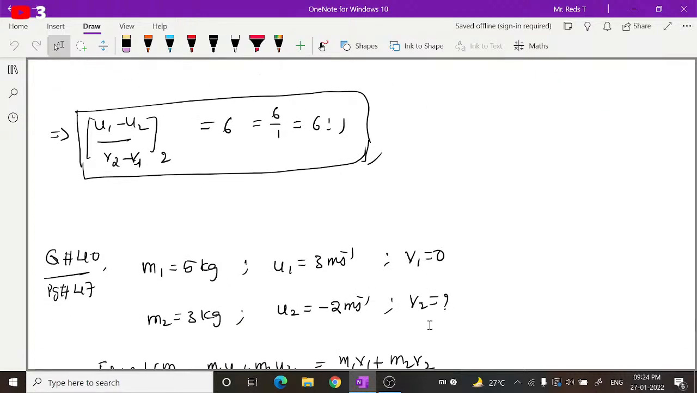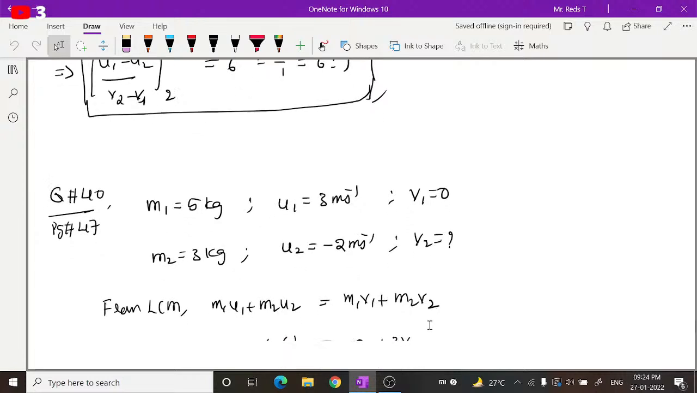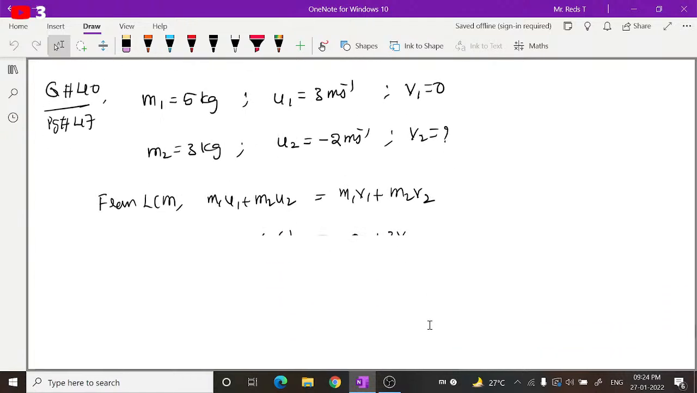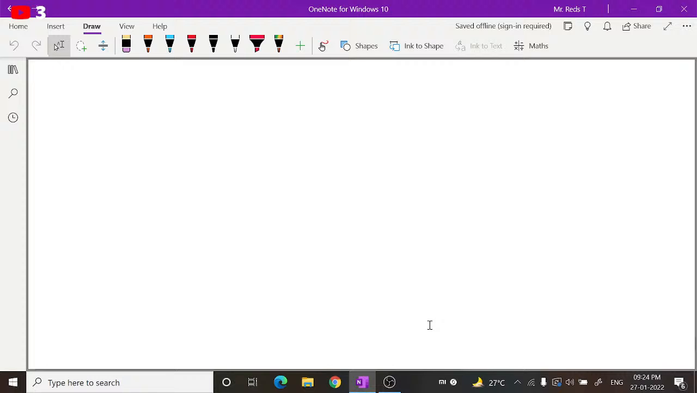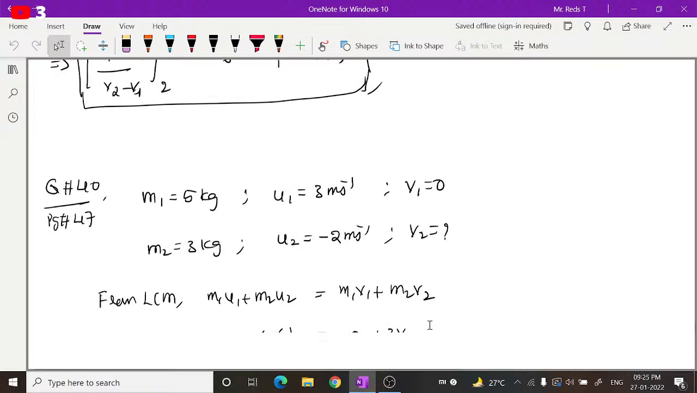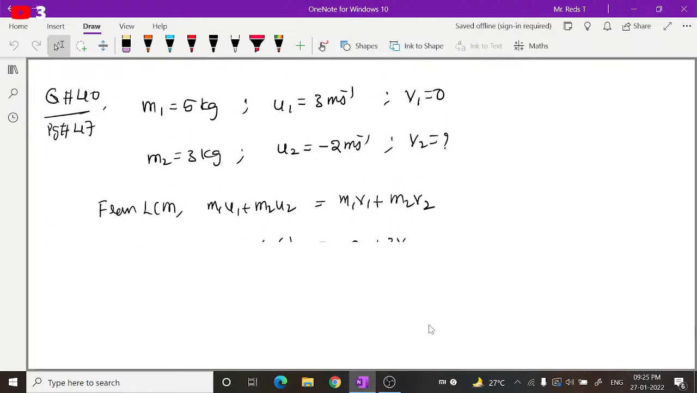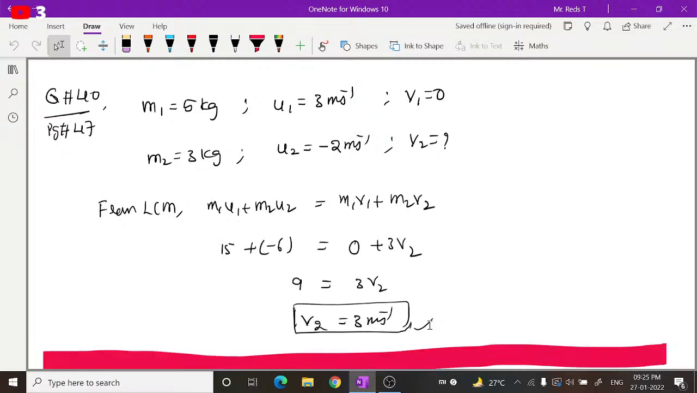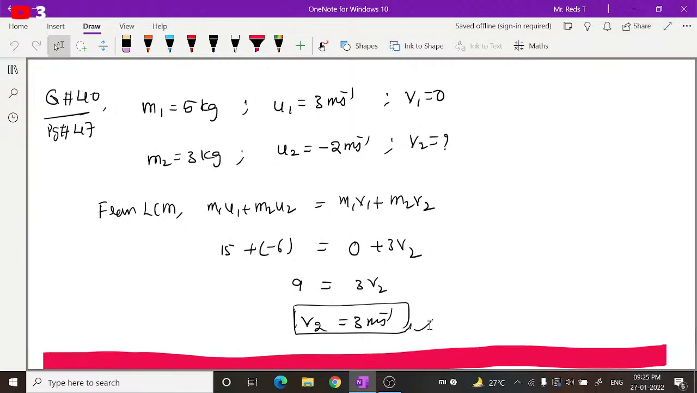Then go through that. Then question number 40. You guys said this part also was not visible. Right? Yeah. So question number 40.